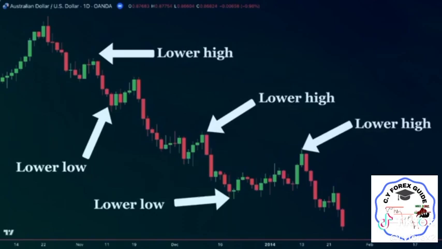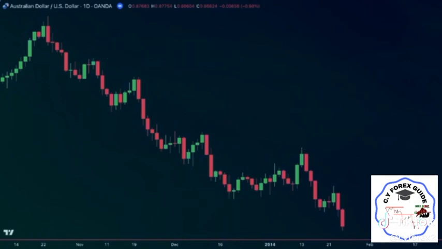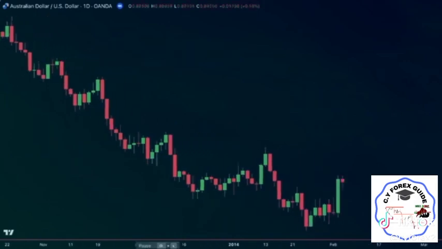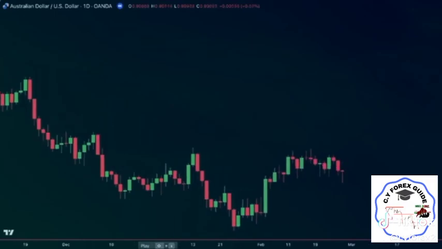Just like in an uptrend, price moves in waves. Instead of making higher highs, the market pushes downward, makes a small retracement upward, and then drops again, creating a lower low. A downtrend remains intact as long as price continues making lower highs and lower lows. If price fails to make a new lower low and starts forming higher highs, the trend could be shifting.